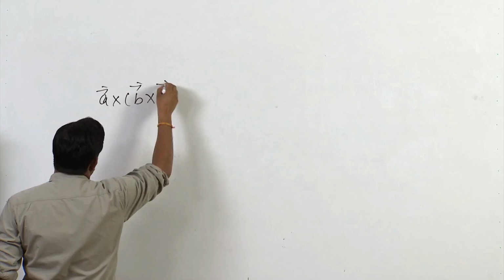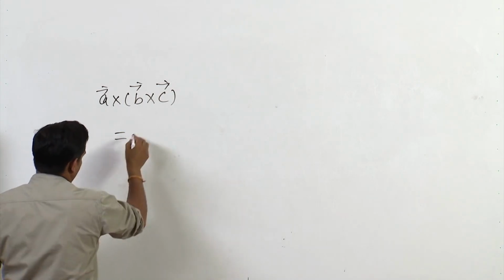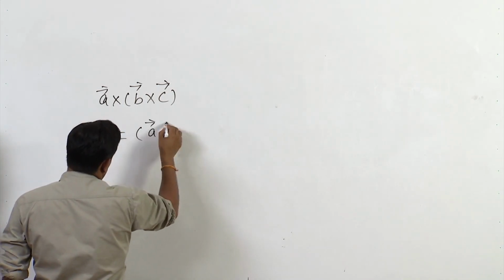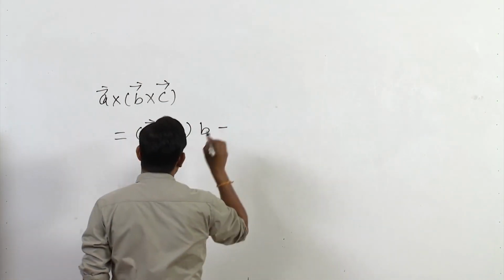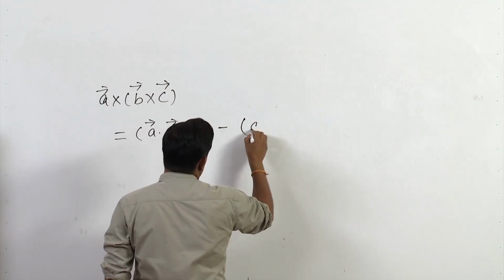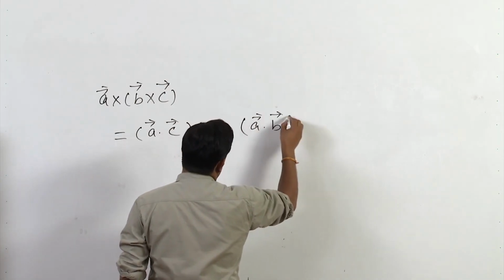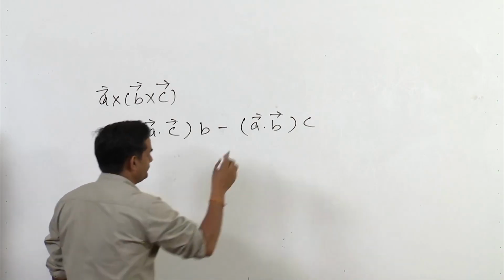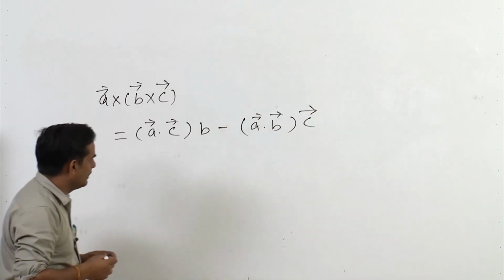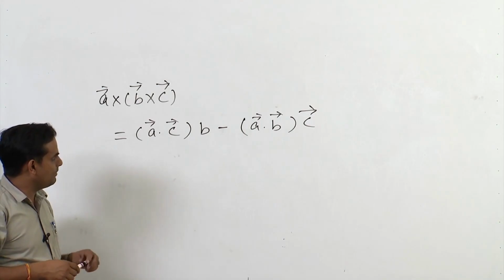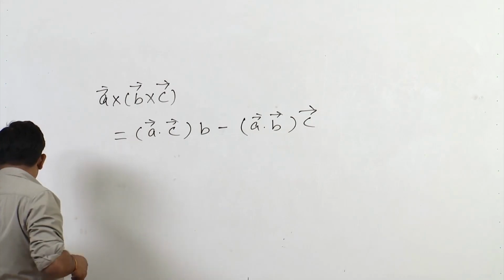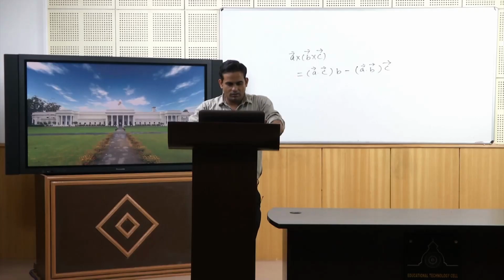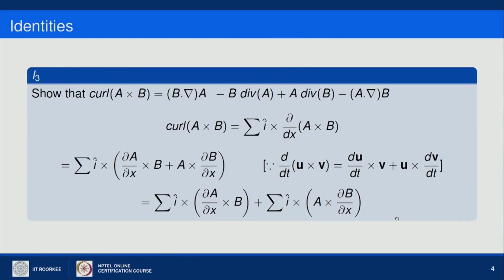A cross B cross C equals A dot C into B minus A dot B into C, because in the identity which I am doing, I have these two terms. So, using the property I just mentioned, I can write these two terms in this way.